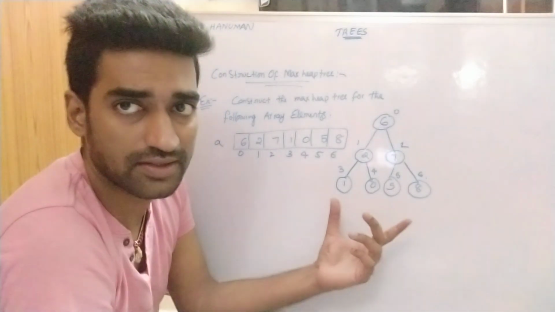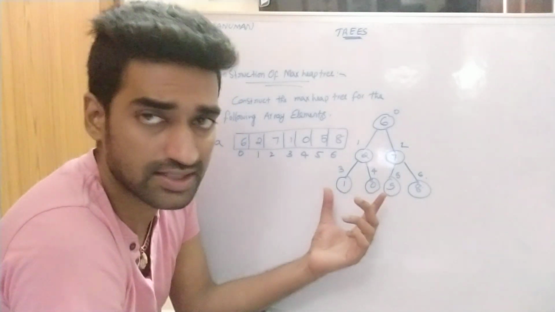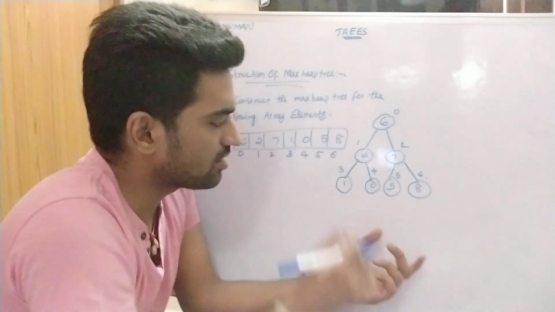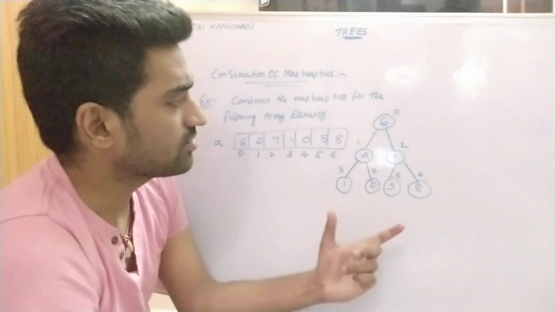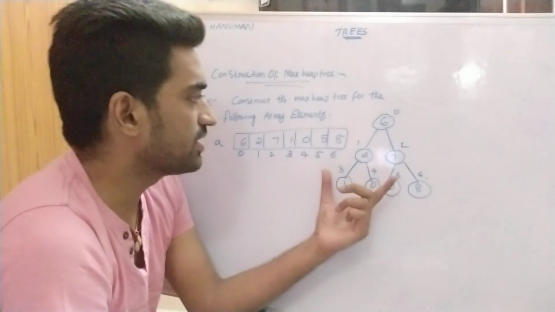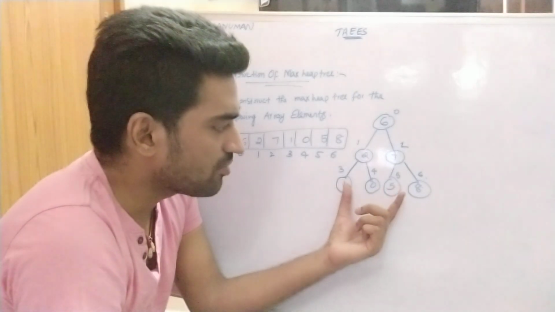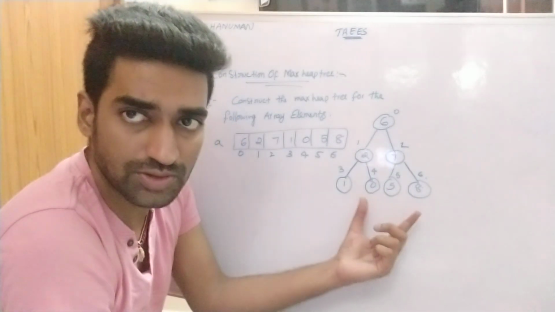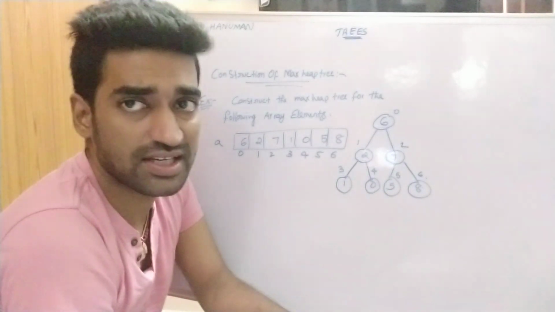This is a complete binary tree. Why? Because all the levels must have two children, and the last level also contains complete children, right? So here this is a complete binary tree, but it is not a heap tree. Why? Because a complete binary tree is said to be a heap tree only if it satisfies max heap tree properties or min heap tree properties.